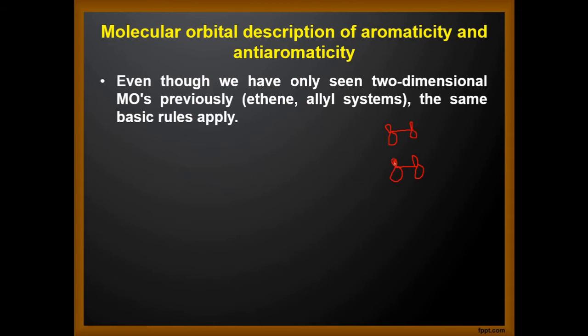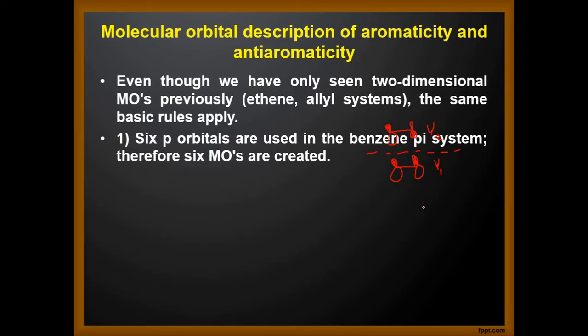this is how we will be drawing the molecular orbital description for ethene. We have a bonding molecular orbital and an anti-bonding molecular orbital. Let us say this is psi 1 and this is psi 2. This is how you represent the 2-dimensional orbitals for an alkene, that is ethene. The same basic rules apply even for a cyclic system.